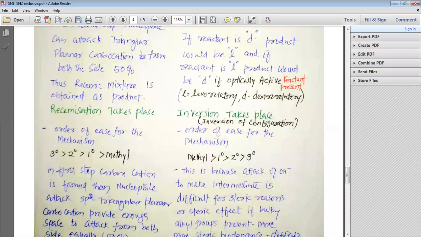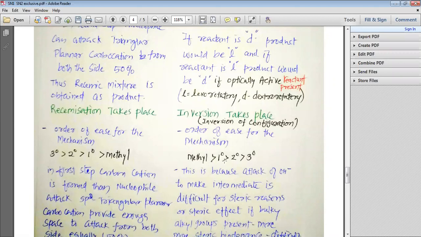We have seen that in the SN1 mechanism, my dear students, in the first step, a carbocation is formed. The stability of the carbocation is of this order. Tertiary carbocation is more stable than secondary carbocation. Secondary carbocation is more stable than primary carbocation. Primary carbocation is more stable than methyl carbocation. So this order is due to the stability of the carbocation.